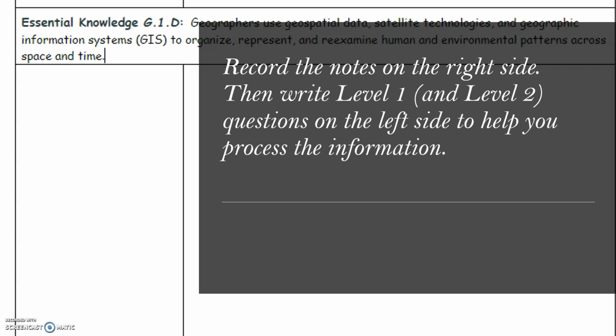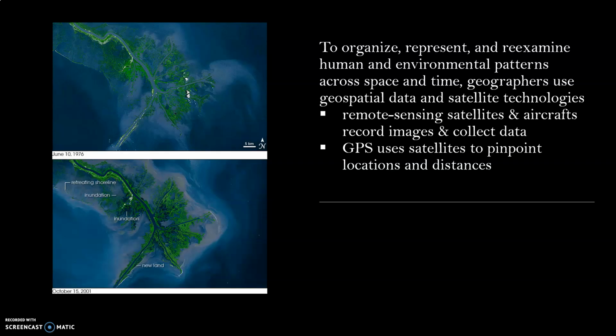So again, there's not very many notes. You're going to write these notes under G1D on the right hand side. So to organize, represent, and re-examine human environmental patterns across space and time, geographers use geospatial data and satellite technologies. So some examples of that would be remote sensing satellites and aircrafts that record images and collect data, so they take photographs. And then also GPS, like you have in your phone, uses satellites to pinpoint locations and distances.